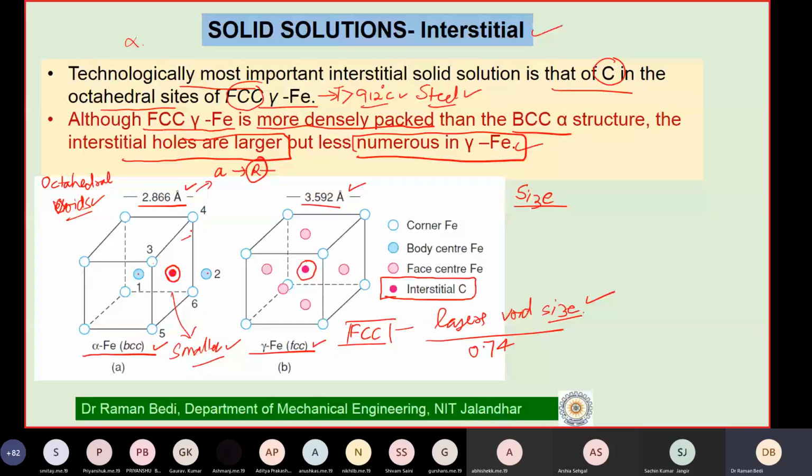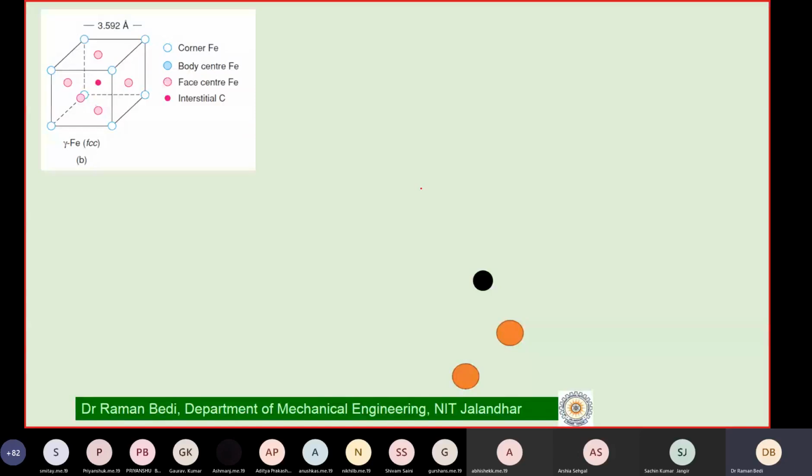The solubility limit of carbon in iron was 2% for FCC, whereas at room temperature it was 0.002%. It's quite less, and one of the reasons is that the sites are larger in the case of FCC. There's another reason which we'll take up here. Another reason for this higher solubility in the FCC, in addition to the size of the interstitial, is the shape of the interstitial.